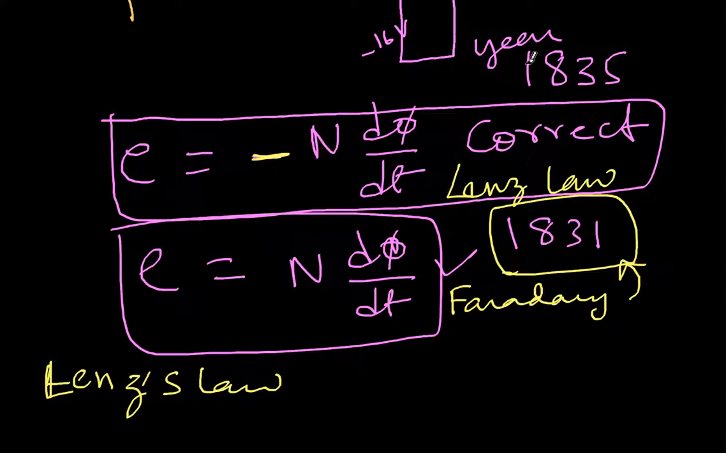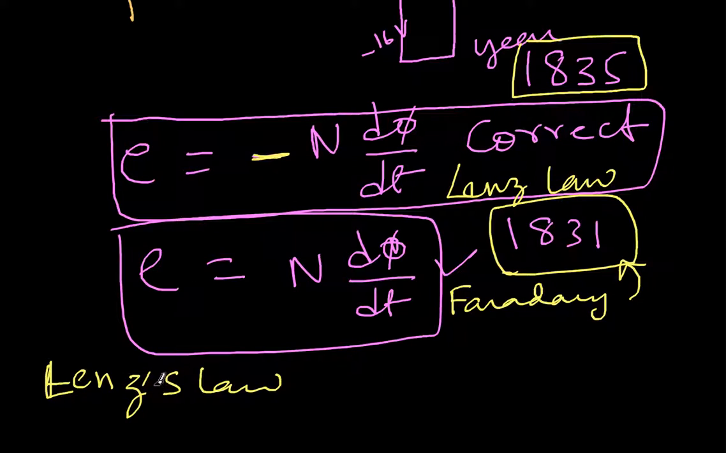What Lenz in the year 1835 has suggested is that EMF induced is minus N d phi by dt. While the magnitude is correct, just a technical matter, the direction of the EMF should be minus here. In other words, Lenz is saying that the EMF induced will be in such a direction that it will oppose its own cause of production. What is the cause of the production? That is the rate of change of flux linkages. That is opposed, and the EMF is induced in such a way that it opposes it.